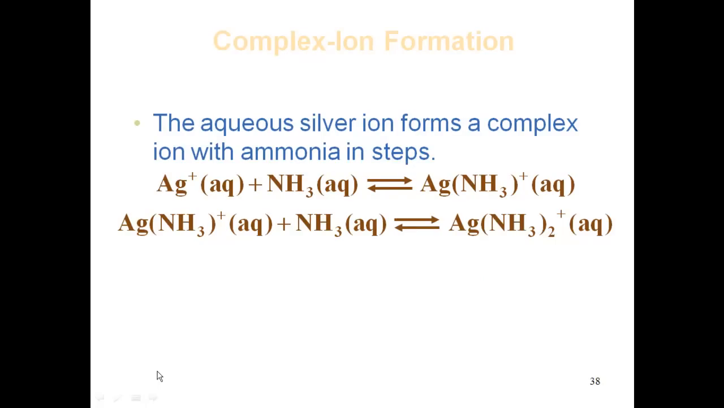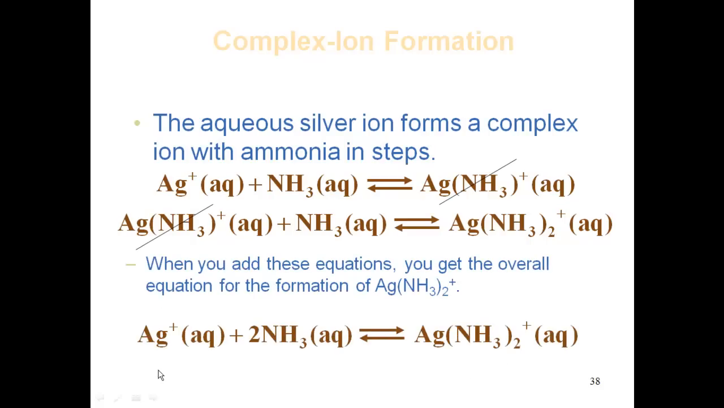Now, the aqueous silver ion forms a complex ion with ammonia in several steps. First off, silver 1+ plus ammonia gives me my amine silver ion. Then that amine silver ion is not very stable, so it reacts again with another ammonia to form the diamine silver ion, which is very stable. So in essence, you can see that the intermediate cancels out, and the sum of this reaction is what we just wrote a few minutes ago: your silver plus your two ammonias gives you your diamine silver ion.